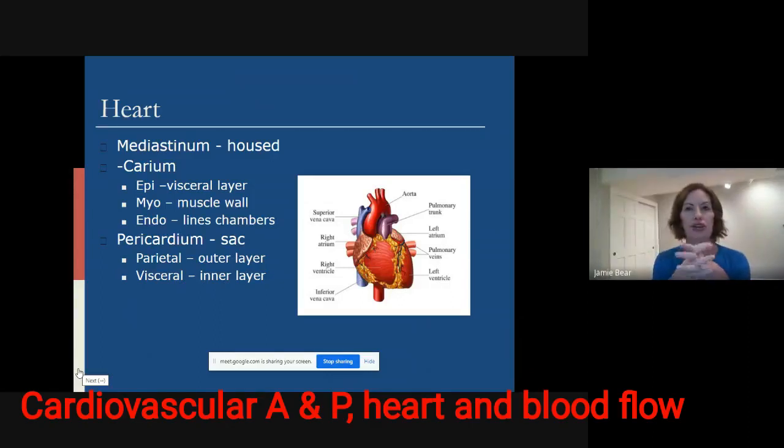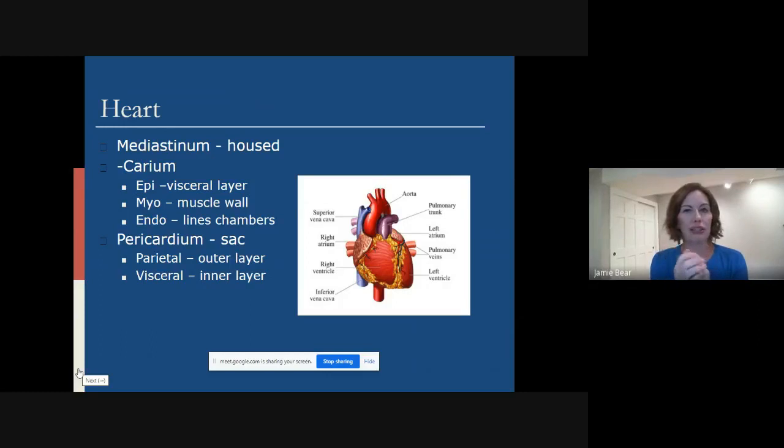Cardiovascular system. And the heart is a thick-walled, very muscular, hollow four-chambered organ. It is housed in a sac with a visceral and a parietal layer, very similar to the lungs. And there's three main layers of the heart: the epicardium, the myocardium, and the endocardium.